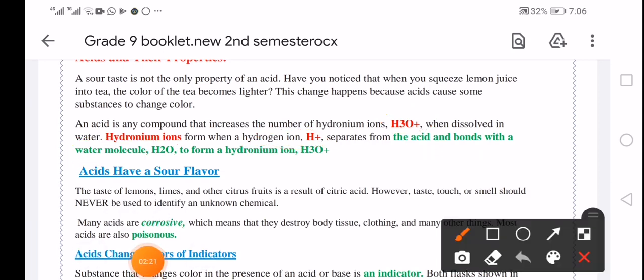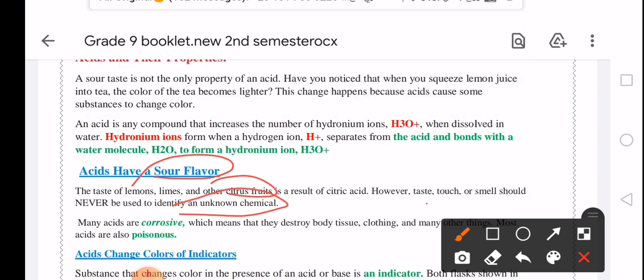What are the properties of an acid? Acids have a sour flavor. The taste of lemon, lime, and other citrus fruit is the result of citric acid. However, taste, touch, or smell should never be used to identify an unknown chemical.